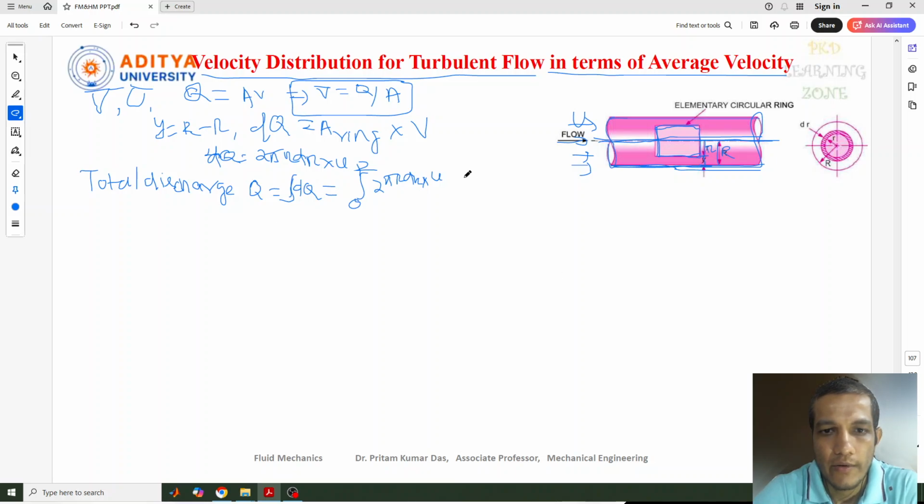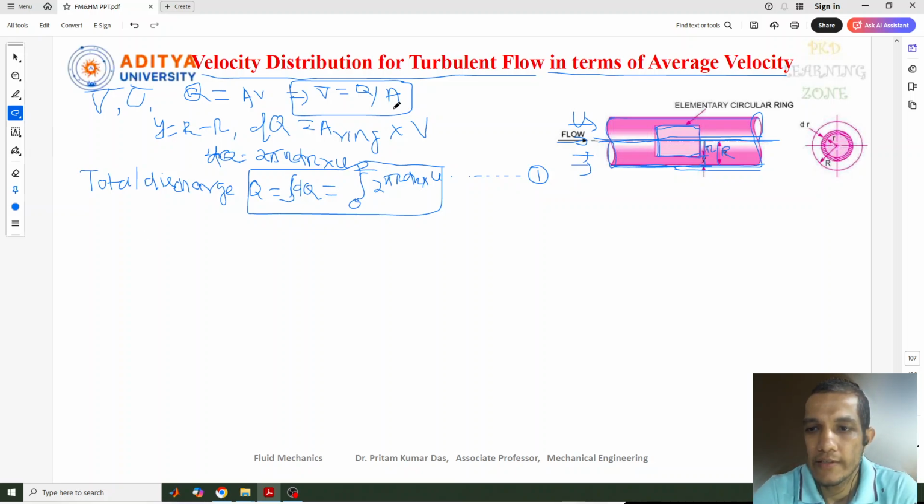So this one we can give as equation 1. This is about equation 1 for the discharge term. Now, this pipe may be of two different types: one is a smooth pipe, another one is a rough pipe. We have seen this already previously. So let's consider the first condition, the smooth pipe.